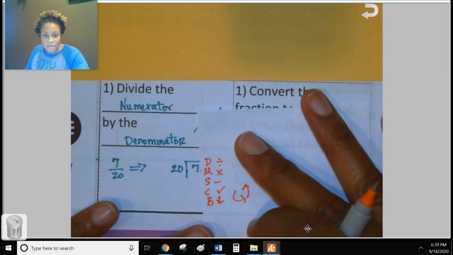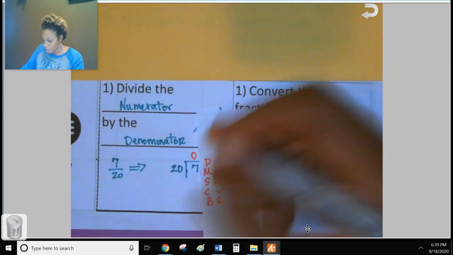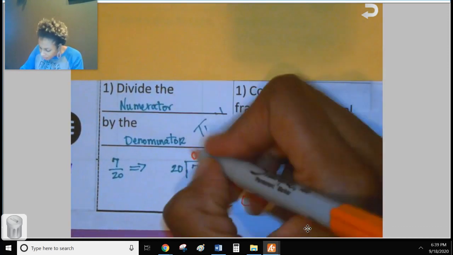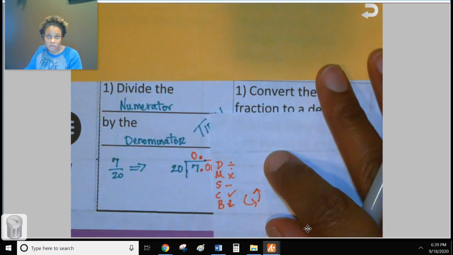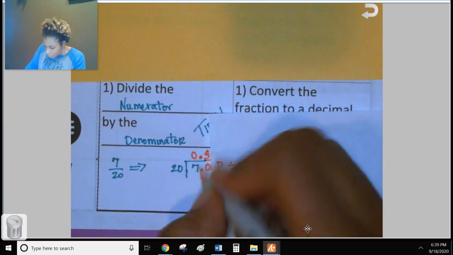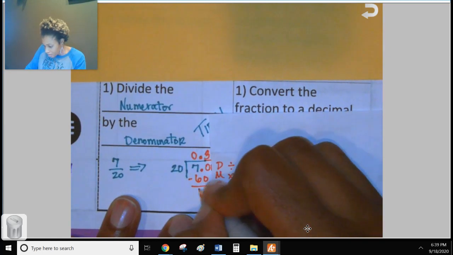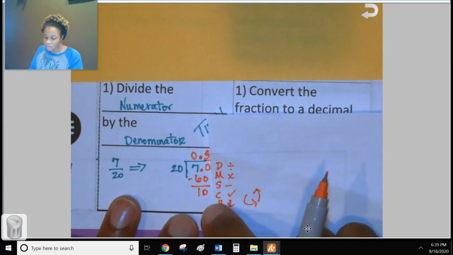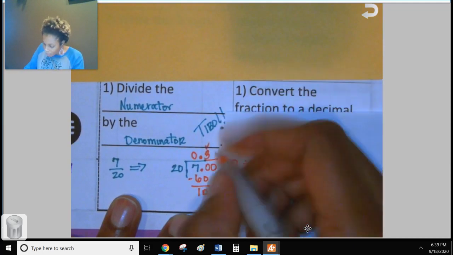So, how many times can 20 go into 7? No times. I put a 0 there. Bring my decimal straight up. I'm sorry, I forgot about that. How many times can 20 go into 70? So, 2, 4, 6. I know that 2 times 3 will give me 6, so we're going to go with 3. 3 times 20 will give me 60. I subtract, I get 10. Is 10 less than 20? Yes. Check off my 3. Bring down my 0.